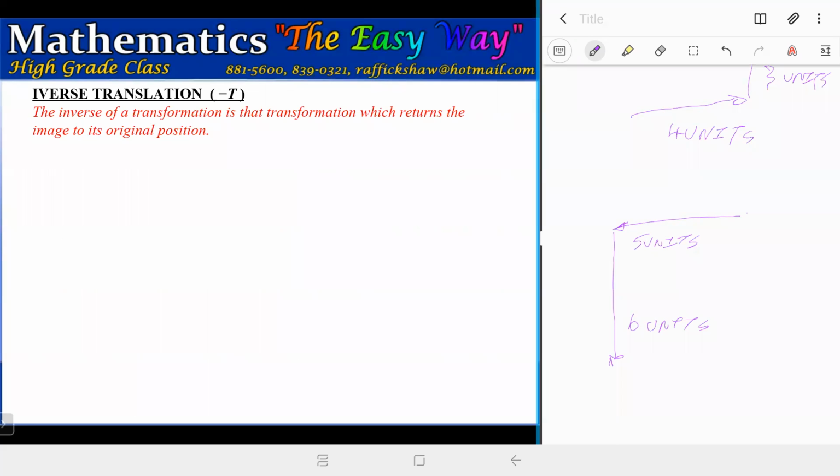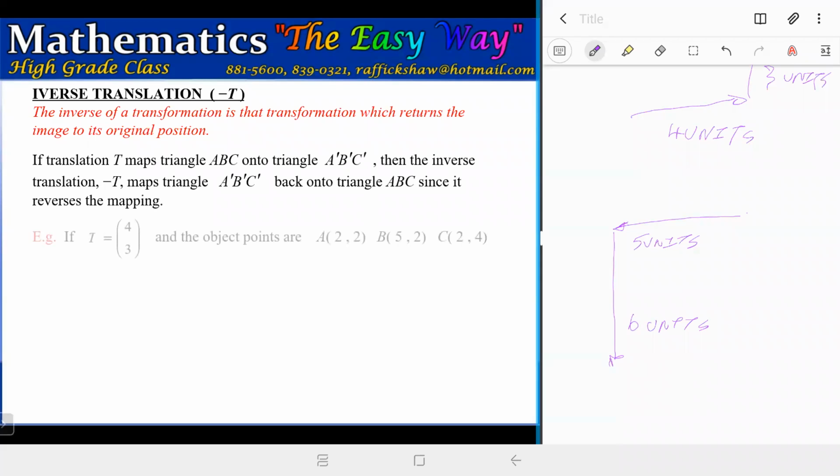Because it's the first time I'm introducing the inverse, I just wanted to tell you what the inverse of a transformation is. The inverse of any transformation is another transformation that will map the image back to the object. In the case of a translation, the inverse is the negative translation. As I just saw, it's almost common sense.